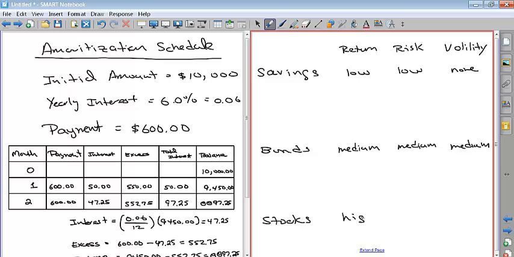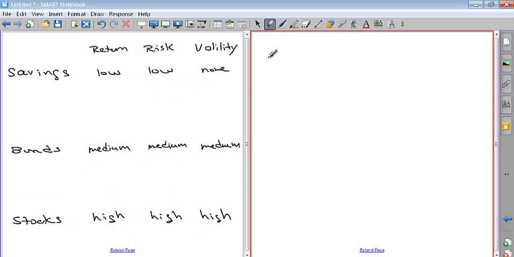So you have high risk because you could lose money. With bonds you could also lose money, but you have less of a chance because there's collateral for giving loans, so you might be able to recoup some of the money if somebody were to default on it. Whereas with stocks, you're pretty much out of luck if the company goes out of business. The return is high, the risk is high, and the volatility is high relative to the other ones.